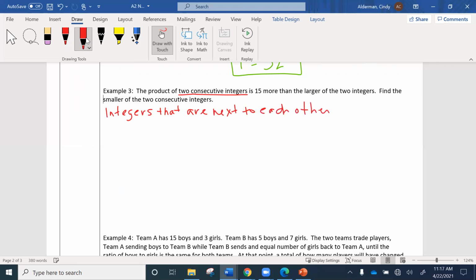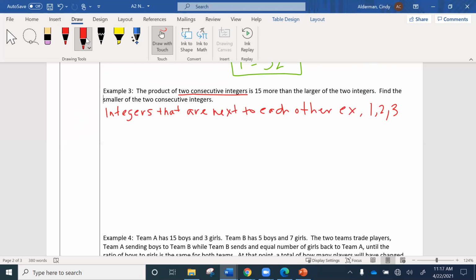So for example, 1, 2, 3, right? Those are consecutive integers. Another term that they like to use is something like odd consecutive integers. If they said odd consecutive integers, then it would look like 1, 3, 5, 7, and so on. If it said even consecutive integers, it would be like 2, 4, 6, 8. Okay, so there's a little vocabulary.